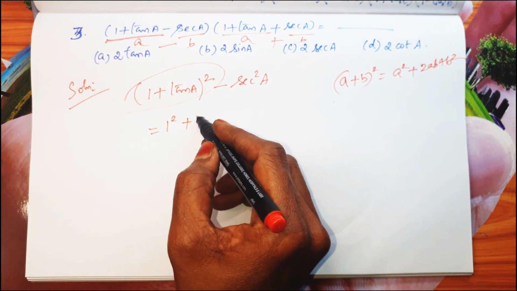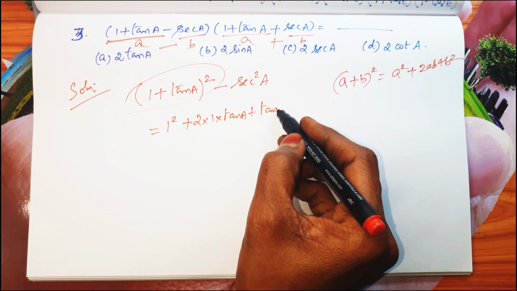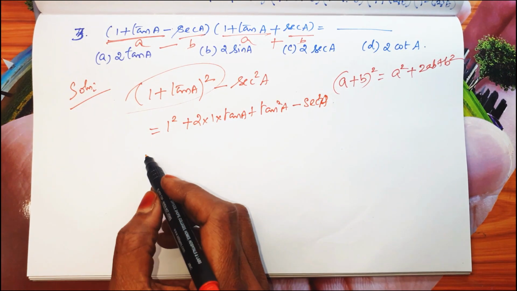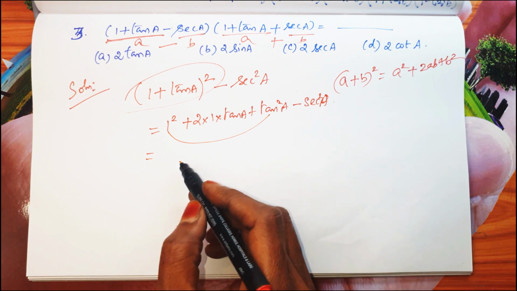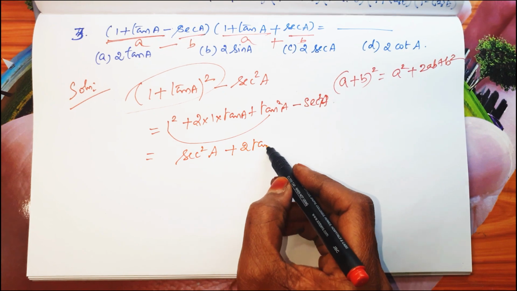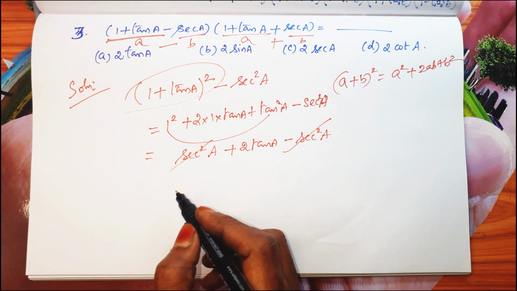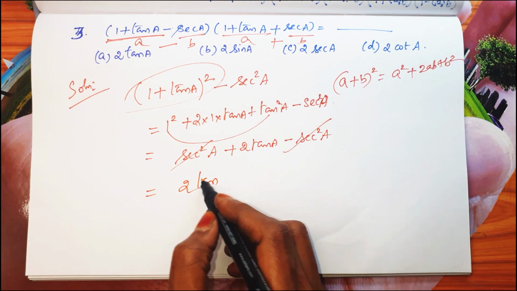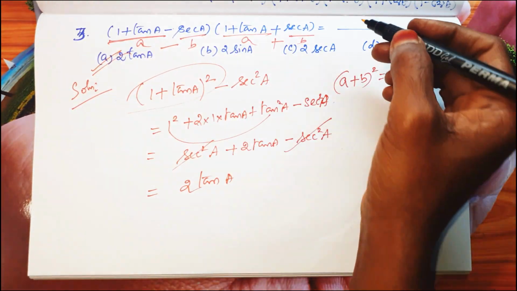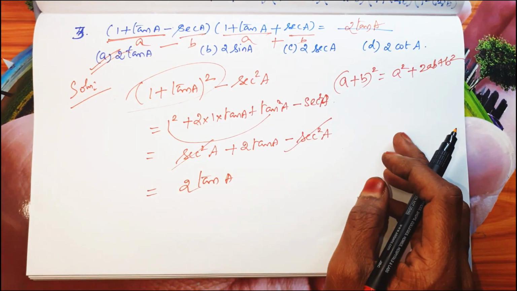So 1 squared plus 2 into 1 into tan A plus tan squared A minus secant squared A. Okay, so which is equal to 1 plus tan squared is secant squared A plus 2 tan A minus secant squared A. This term and this term will get cancelled. So finally we are getting the answer is 2 tan A. That is option number 1. So this is 2 into tan A. Option A is the answer.